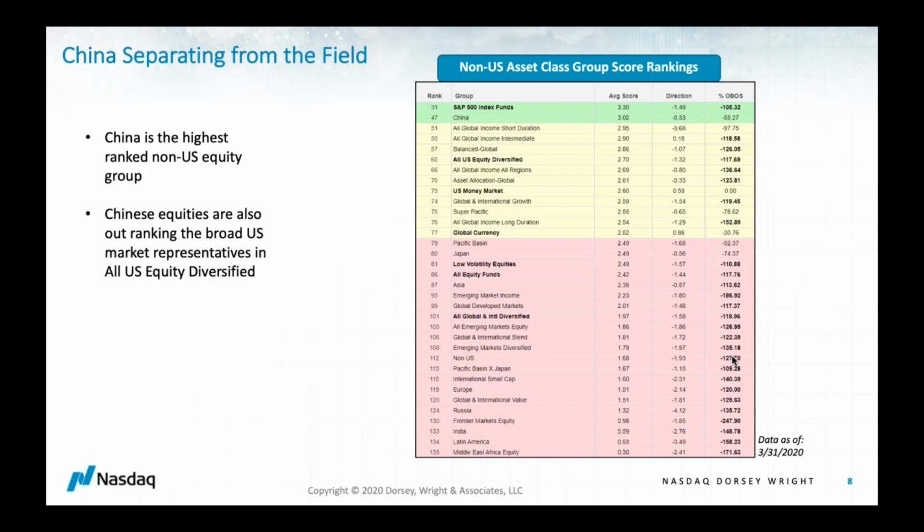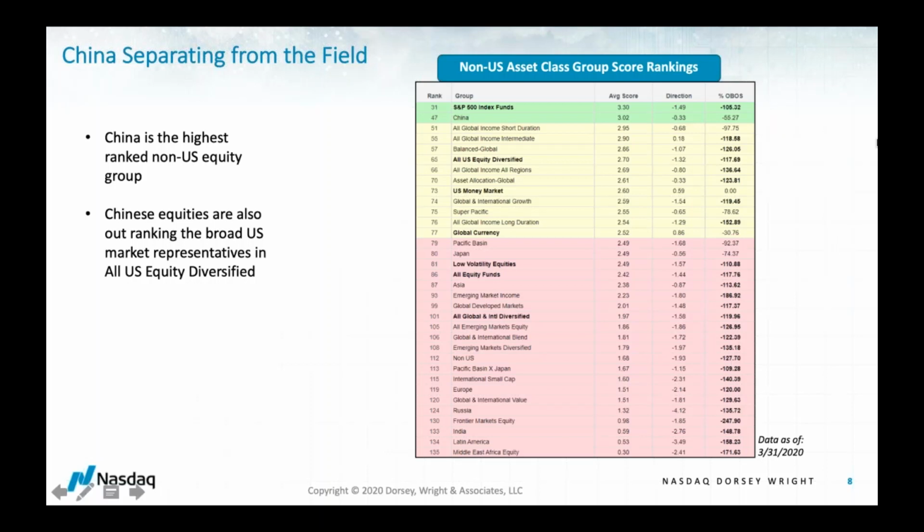So the asset class group scores page takes 135 different asset classes, which is meant to represent your full investable universe, everything from individual domestic equity sectors to individual country exposure, as you can see here, size and style breakdowns, so pretty much everything you could potentially invest in around the world. We take all those ETFs and mutual funds and classify them into at least one of those 135 different groups.